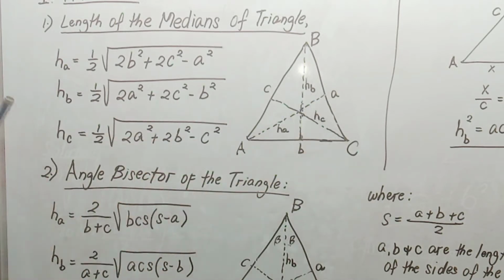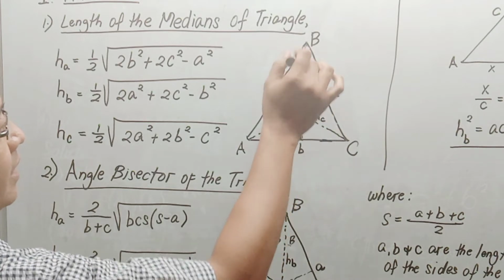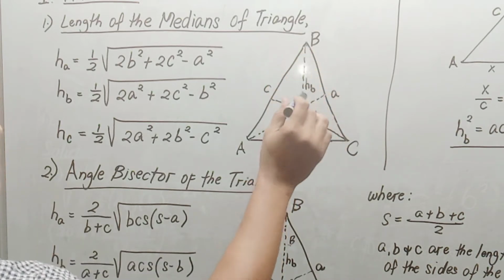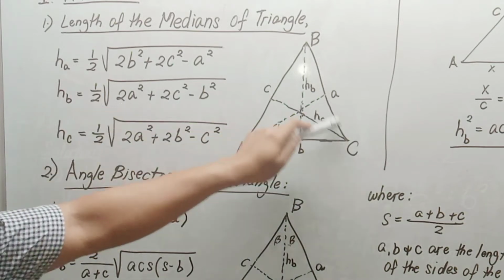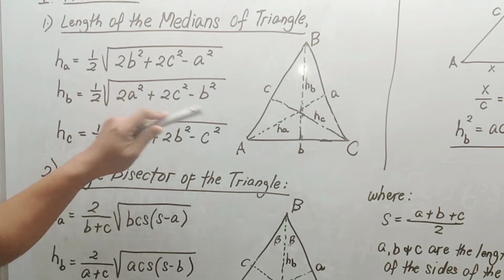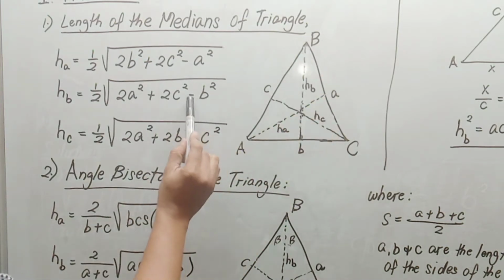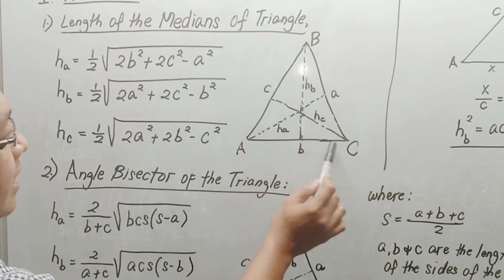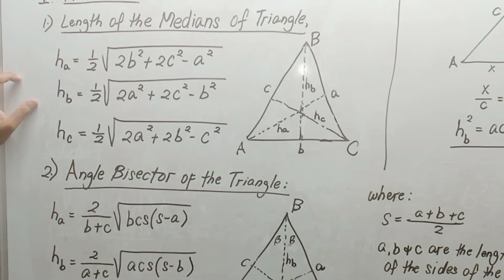Now next is the h sub b. H sub b is this one, the vertical median of a triangle. H sub b is equal to 1/2 times the square root of 2 times a squared, a is this side, plus 2 times c squared, c is this side, minus b squared, this side. So this is the second equation on how to solve the length of the medians of a triangle under h sub b. Guys, take note.